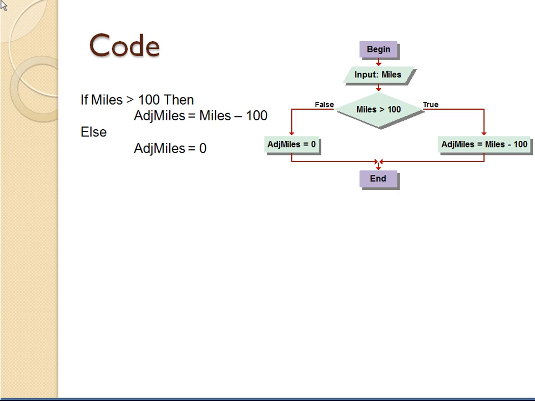Otherwise, we're going to put a 0 in adjusted miles. If you have trouble getting used to that, just keep telling yourself it goes from right to left. Draw an arrow in your mind. This is critical that you understand this and get used to it. We follow the false side through and then we run into the end of the structure and we indicate that we have finished it with an end if.